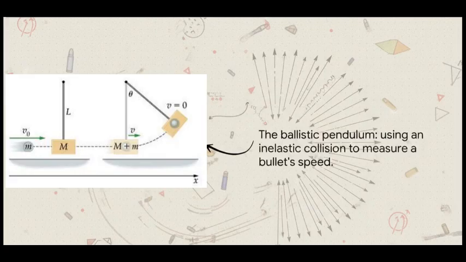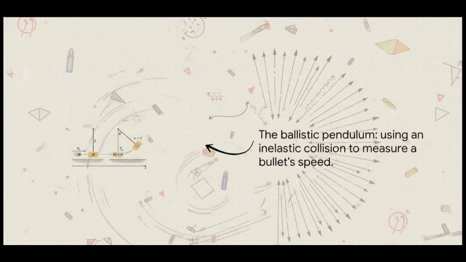And look, these principles have some seriously powerful real-world applications. Take the ballistic pendulum, for example. To figure out how fast a bullet is, you fire it into a block that's hanging from a string. It's a perfect example of an inelastic collision. Then, just by measuring how high the block and bullet combo swings, you can use the laws of conservation of momentum and energy to work backwards and calculate the bullet's original speed. It's an absolutely ingenious use of collision physics.